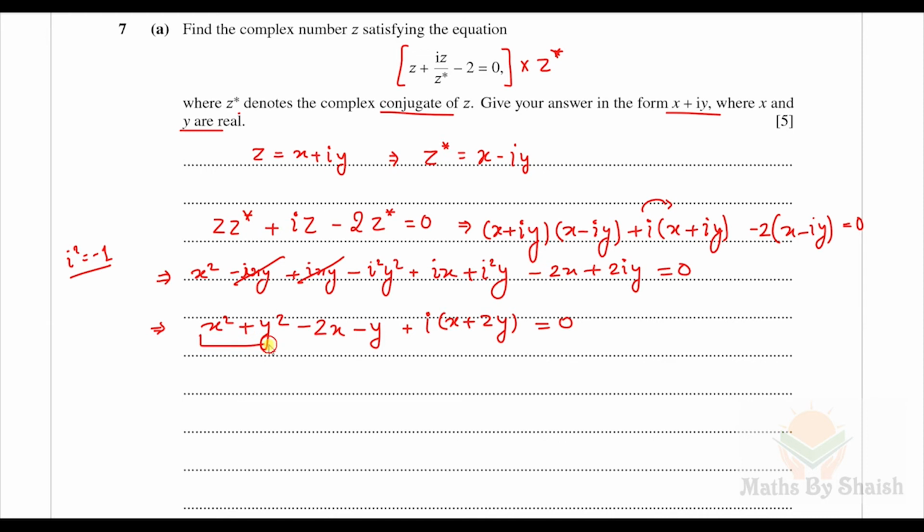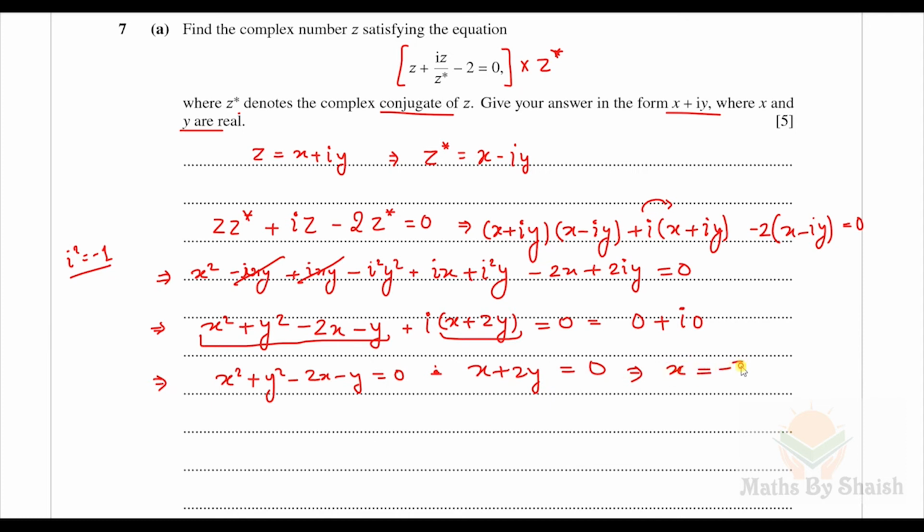So if we compare it, now we have the real term and the imaginary term, and it is equal to 0. It means this is 0 plus iota 0, or we can say that x square plus y square minus 2x minus y is equal to 0. And from here we got x plus 2y is equal to 0. Now we can solve with the help of the simultaneous equations.